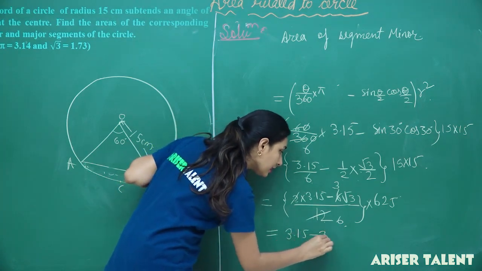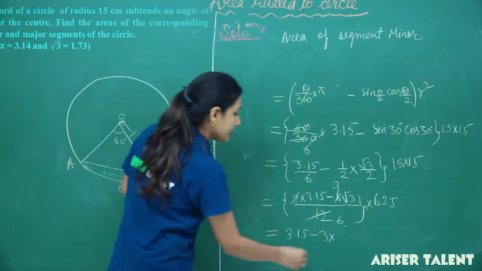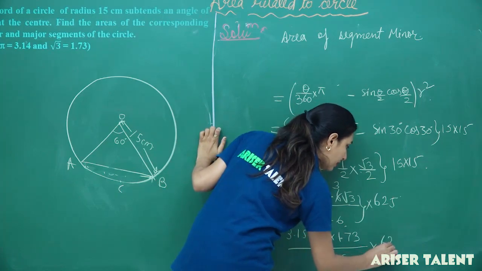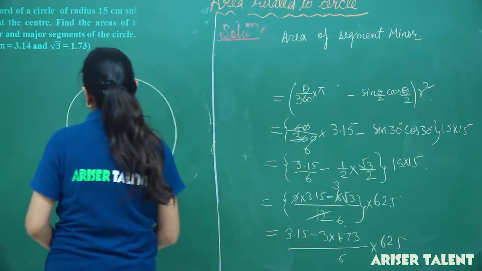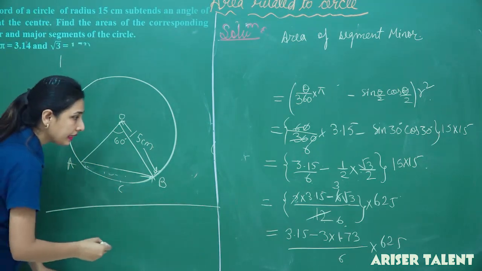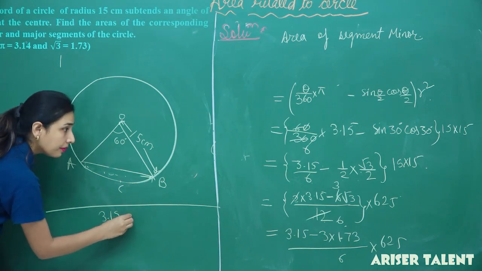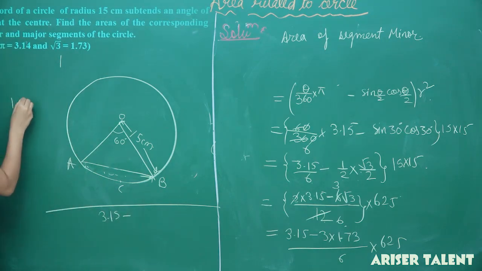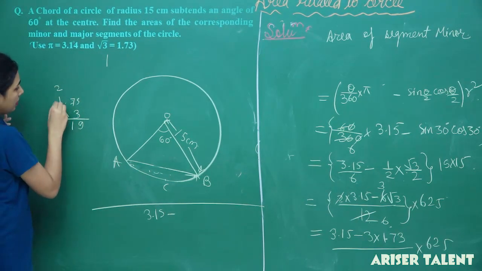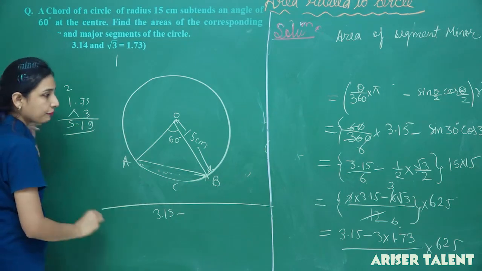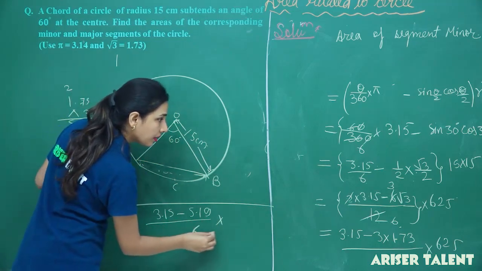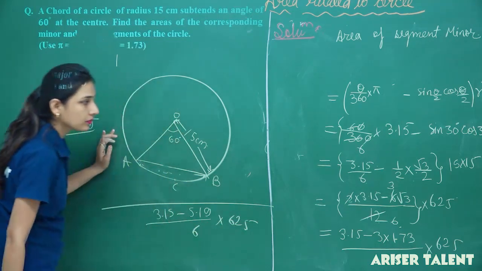So that will be 3.14 minus 3 multiplied by which value? 1.73, divided by 6 and 225. So can I solve this portion here, or I can write it here. That will be 3.14 minus 3 multiplied by 1.73. So that will be 9, 21, 5. So that will be 5.19, 225.